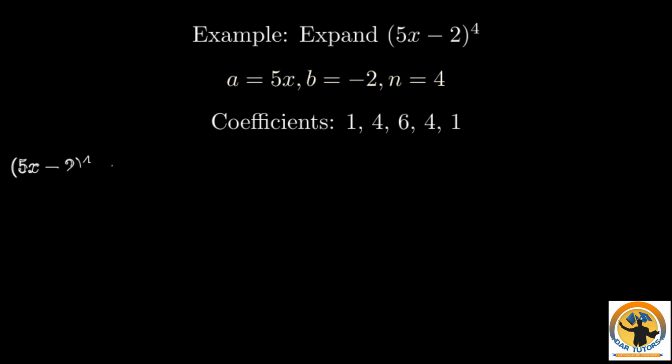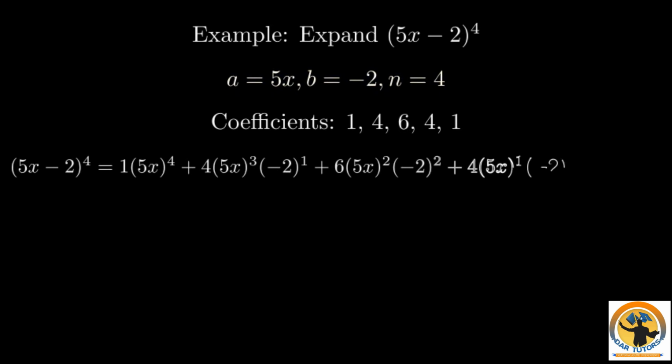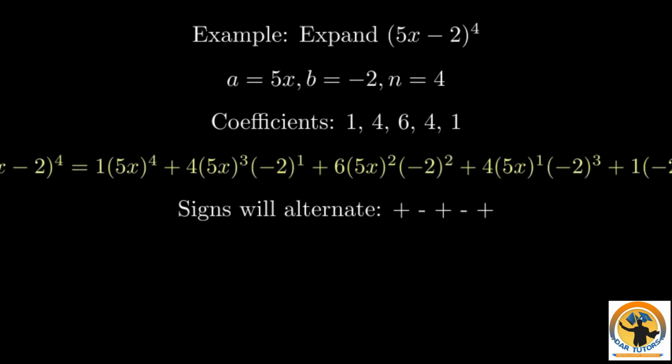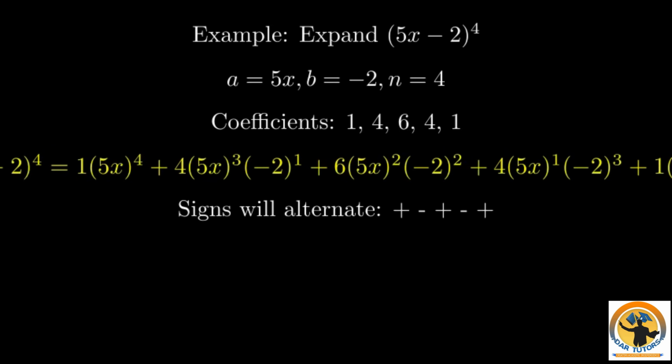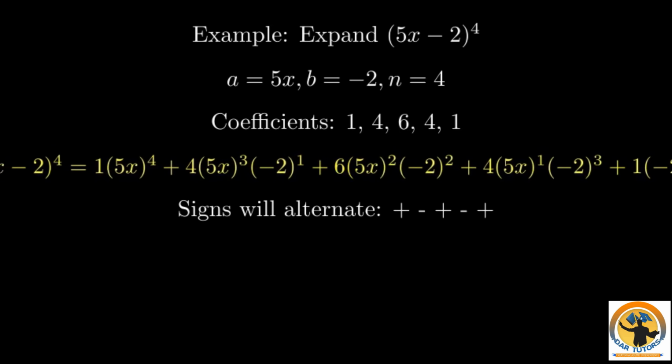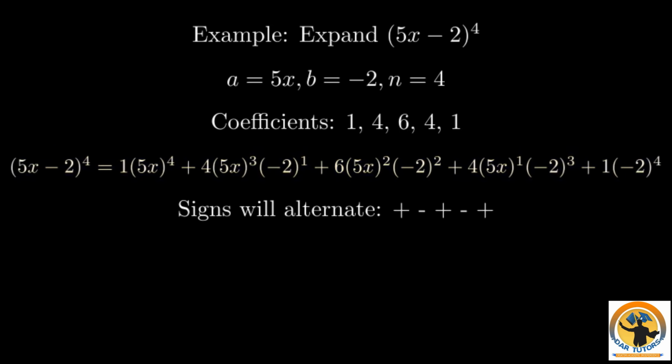The expansion is 1 times 5x to the fourth, plus 4 times 5x cubed times negative 2 to the first, plus 6 times 5x squared times negative 2 squared, and so on. Notice what happens to the signs. A negative number raised to an odd power is negative, and a negative number raised to an even power is positive. This means the signs will alternate. The first term is positive, the second is negative, the third is positive, the fourth is negative, and the fifth is positive. This alternating sign pattern is a key feature of expansions with a negative term.